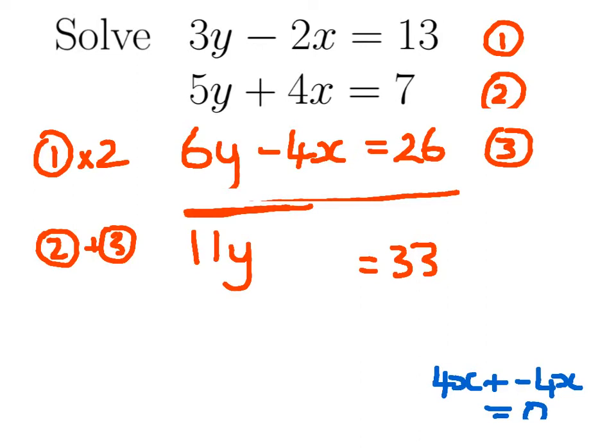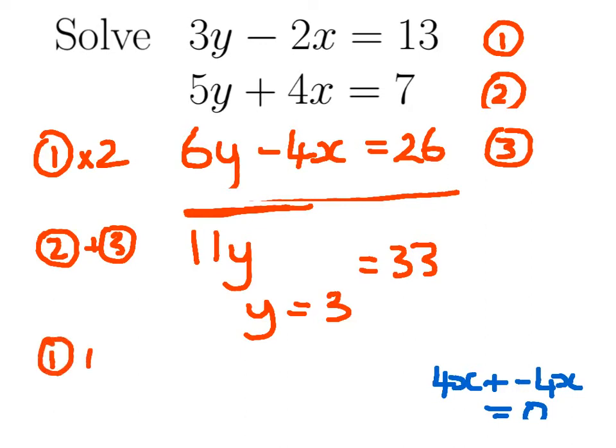Again, the fact that we've eliminated the x's out of it this time means we can deal with this resultant equation. Y is going to be worth 3 if we divide by 11. And then we can substitute back into one of the equations. So I'm going to take equation 1.